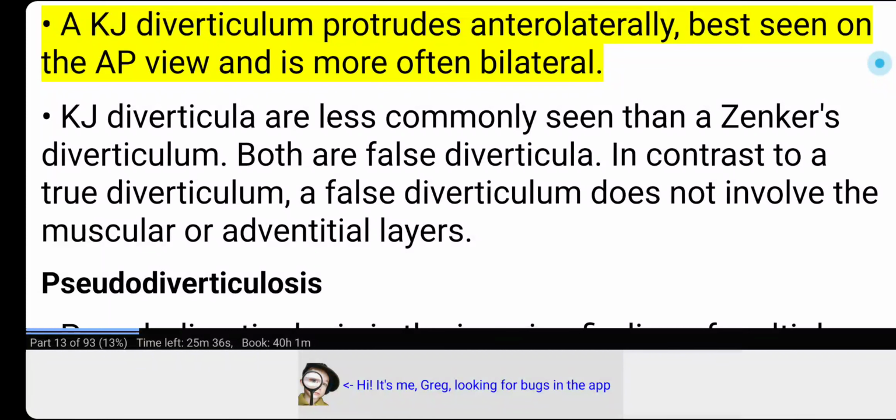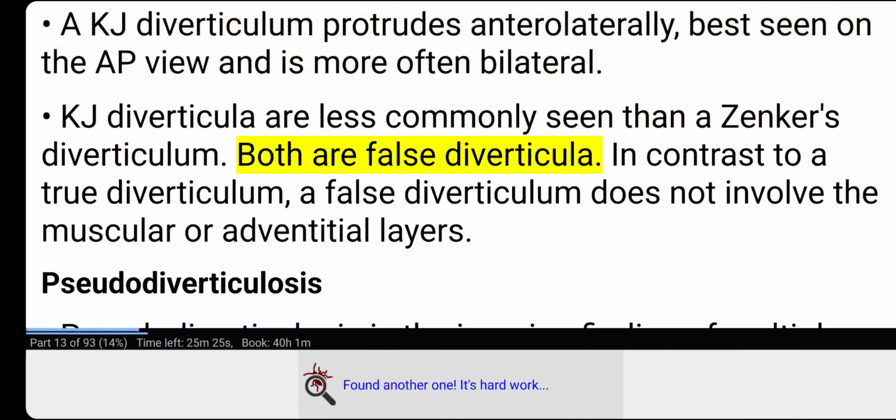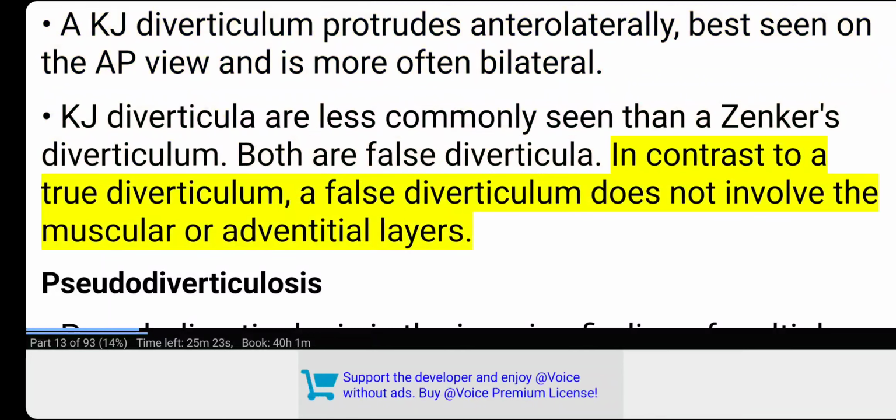A KJ diverticulum protrudes anterolaterally, best seen on the AP view, and is more often bilateral. KJ diverticula are less commonly seen than a Zenker's diverticulum. Both are false diverticula. In contrast to a true diverticulum, a false diverticulum does not involve the muscular or adventitial layers.